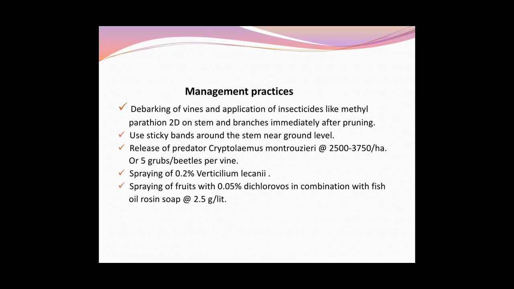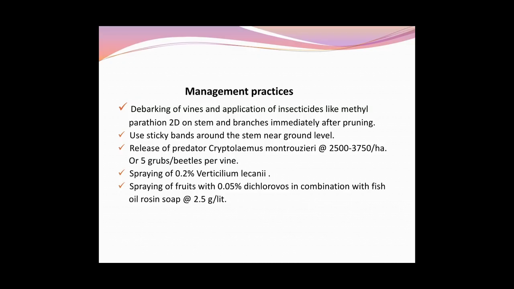Then management practices. Debarking of the vines and application of an insecticide like methyl parathion 2D on the stem and also branches immediately after pruning. Then we can use sticky bands around the stem near ground level. Then also release the predator Cryptolaemus montrouzieri, 2500 to 3750 per hectare, or 5 grubs or beetles per vine.